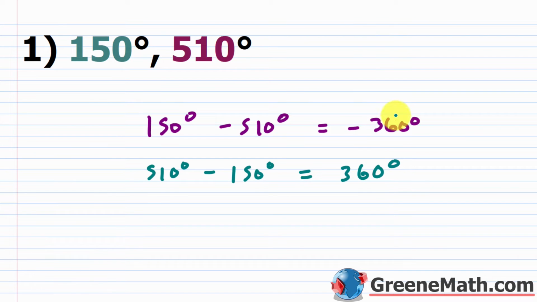Either way, I'm just looking at the answer, and I'm trying to see, is it some multiple of 360 degrees? Obviously, either way, you could say that it is, right? This is basically negative 1 being multiplied by 360 degrees to give me negative 360 degrees. And this would be positive 1 times 360 degrees to give me 360 degrees. So in each case, no matter how you do it, you're going to get a result that's a multiple of 360 degrees. So you would answer yes, that these are coterminal.